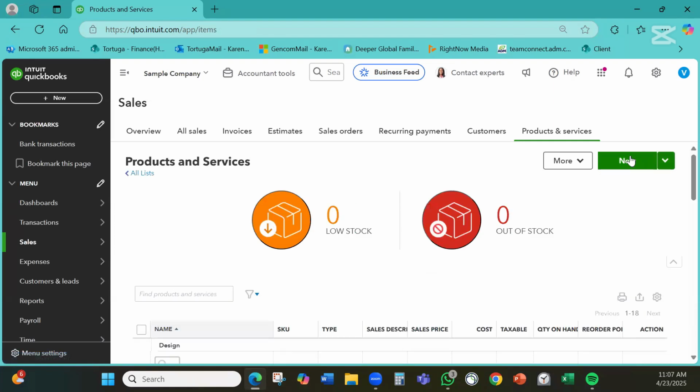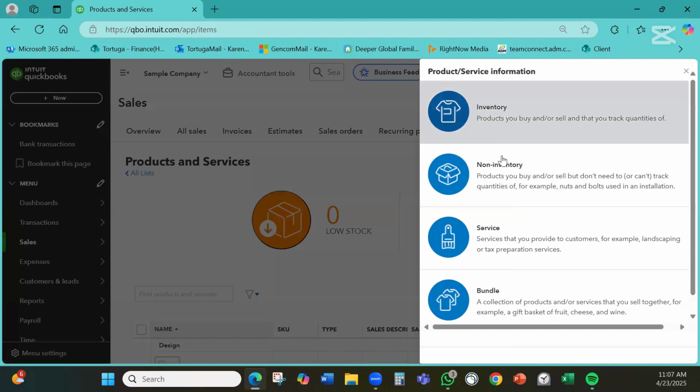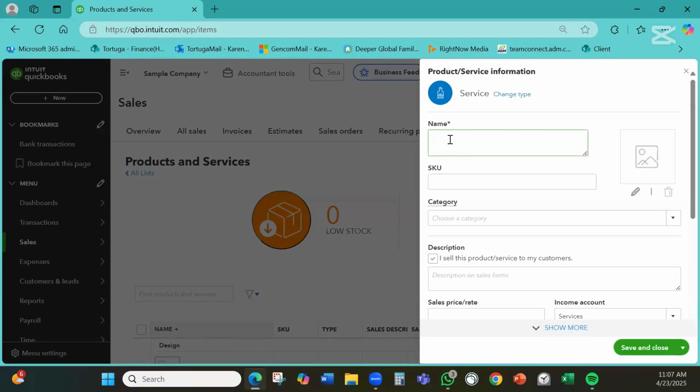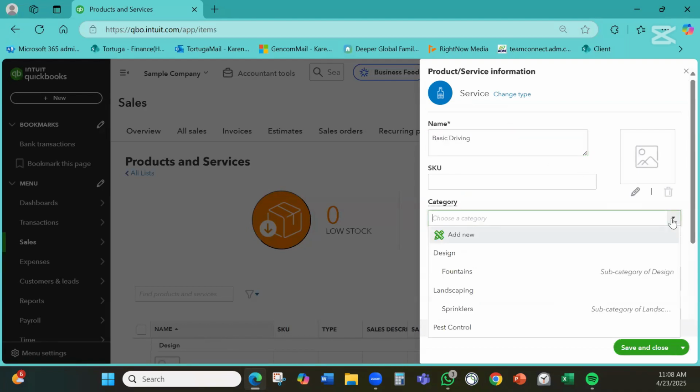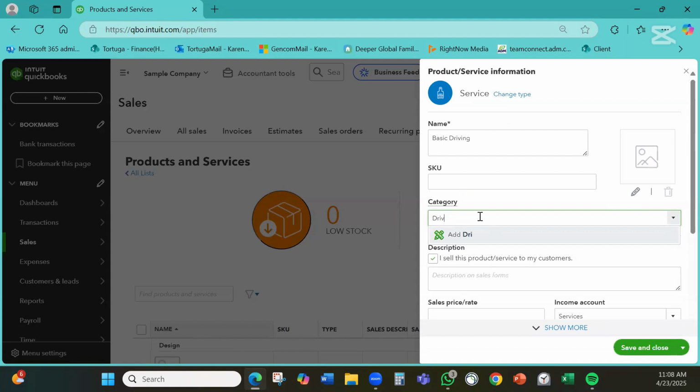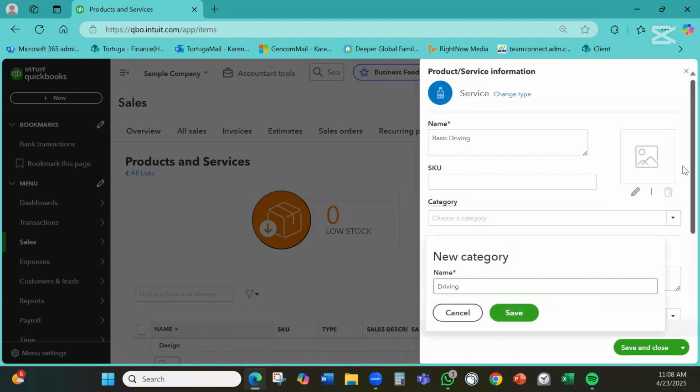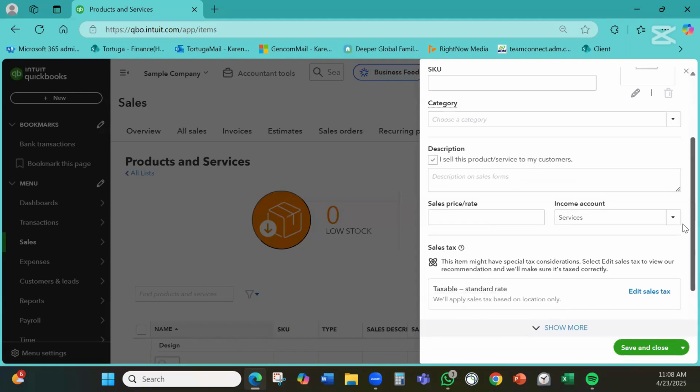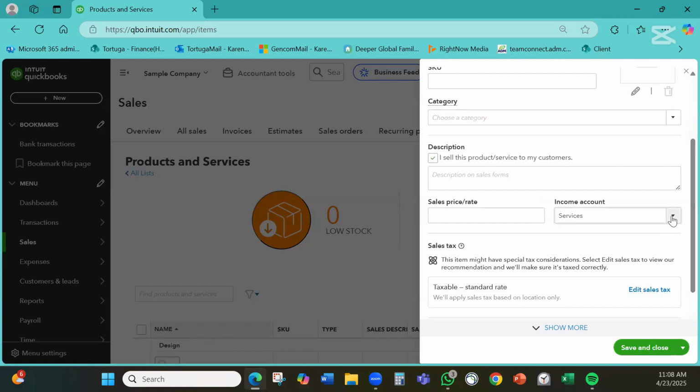So this is where you set them up. You go to new, and it's not an inventory item, it's a service you provide for persons, and you want to call it basic driving. That would be the name of your service. So let us say you want to set up your chart. You want to put all of the driving things under one thing, so you call it driving. And you go down and you see the different ways it is going to come out under services.